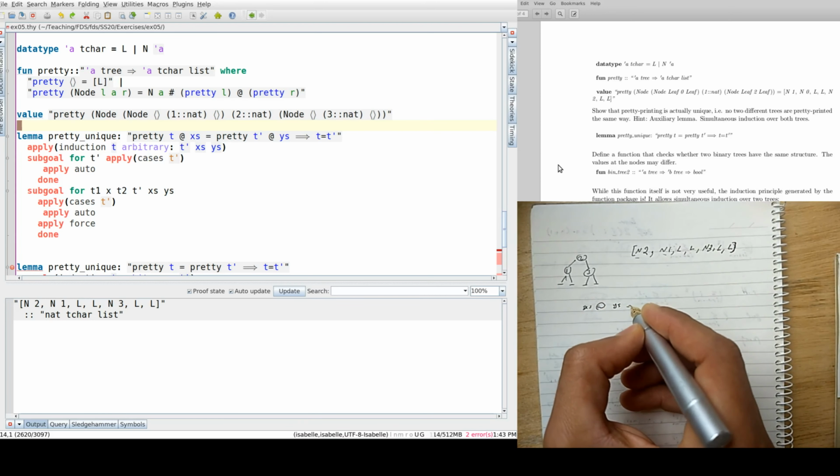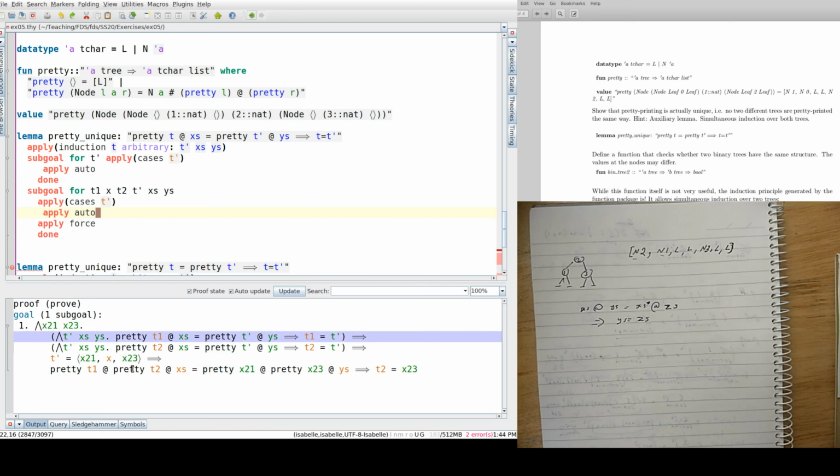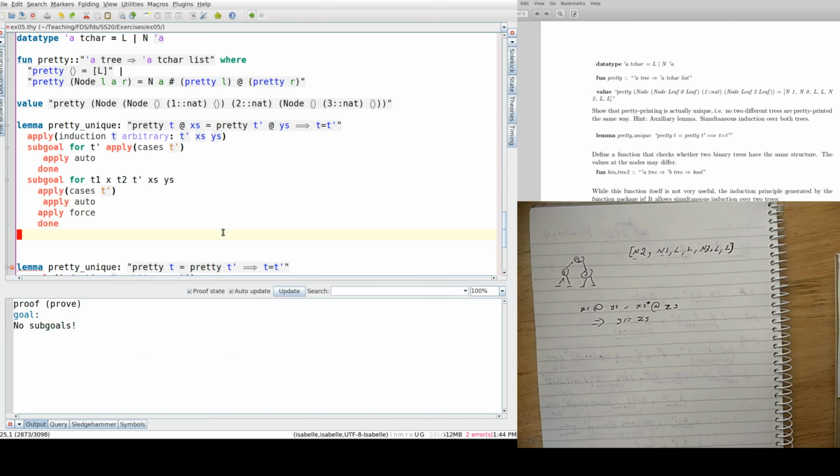So force was able to do the two reasoning steps. Firstly, saying that this one is equal to that one, okay, using the first induction hypothesis, and then the second one is equal to the second one using this lemma, and then using the second induction hypothesis, was able to say that pretty T2 and pretty X21 are about the same. Okay. So anyway, so that's the proof.